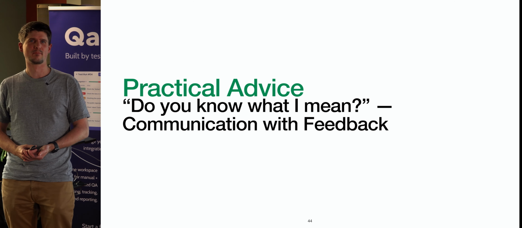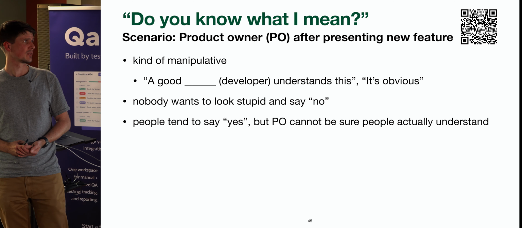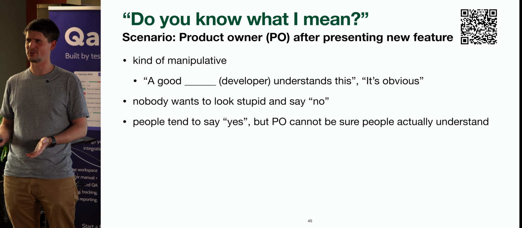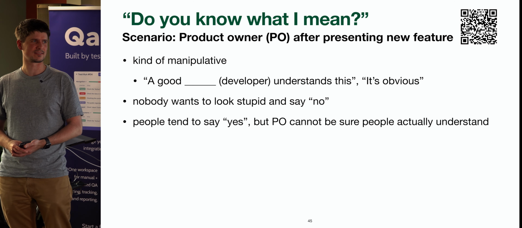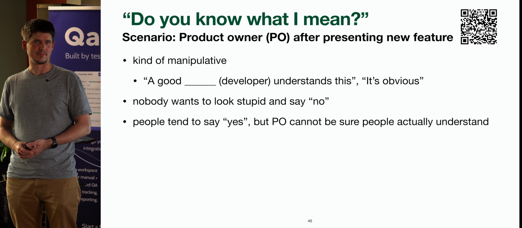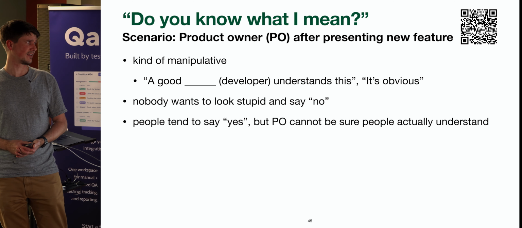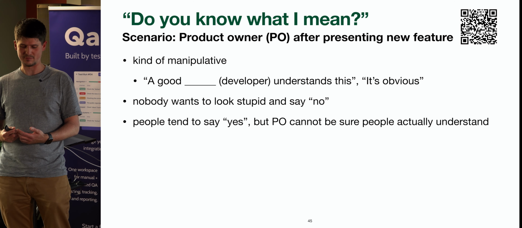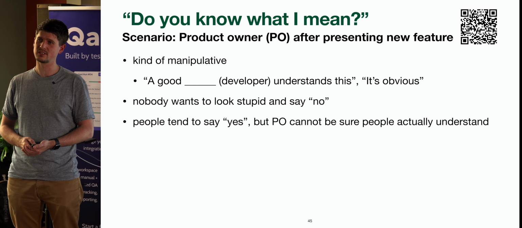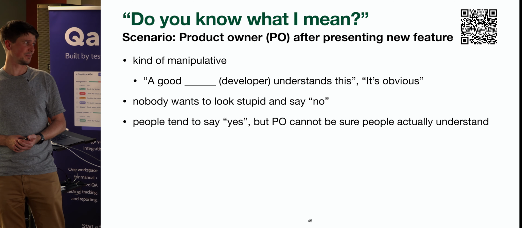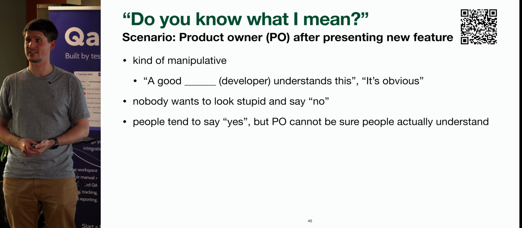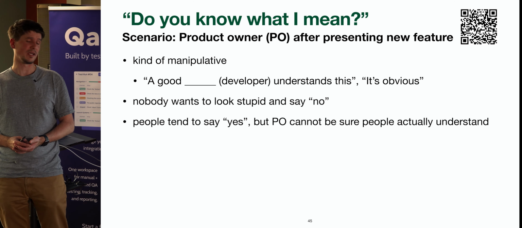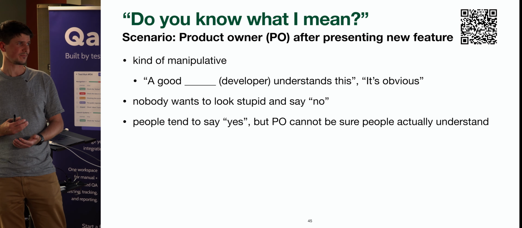I want to talk about one scenario that I have in mind. Imagine someone is presenting a new feature, like a product owner, and at the end they ask you, do you know what I mean? And I think this is a bit problematic because the undertone is kind of manipulative. It says a good developer understands this. It's obvious. And imagine you're in a meeting with more people. People don't tend to say yes because they don't want to seem stupid. So they just say yes, nod along, and move on. And maybe when they start implementing stuff and questions come up, then they will ask.